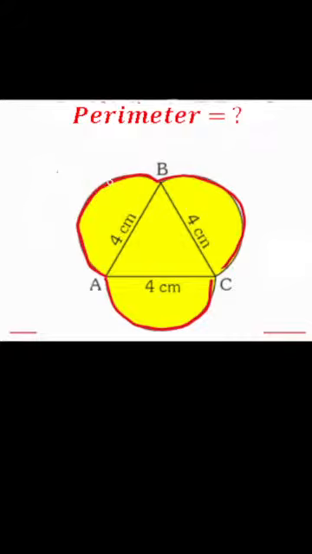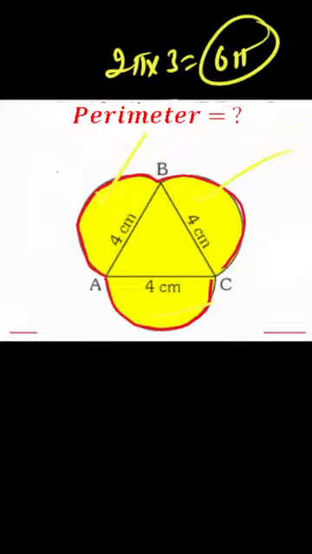So the circumference for one semicircle is going to be pi r because it is a semicircle. Radius is 2, so it's going to be 2 pi for one. And how many are there? There are 3. This one, 1, 2 and 3. So multiply it by 3. Your answer is 6 pi.